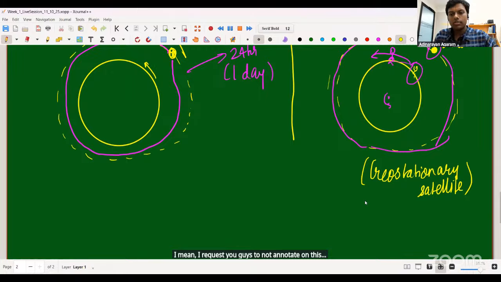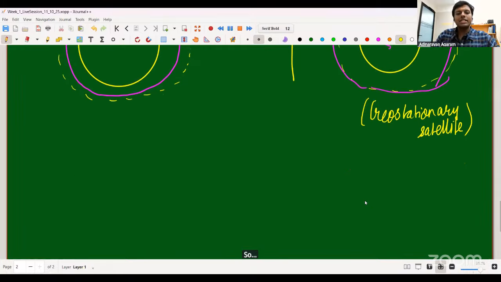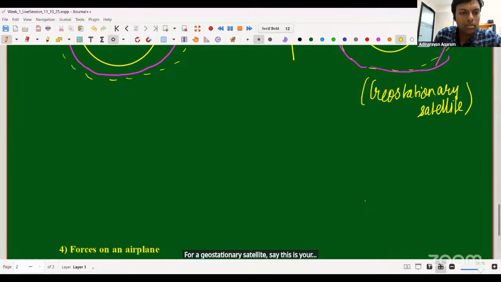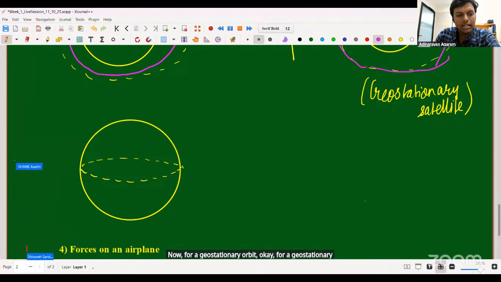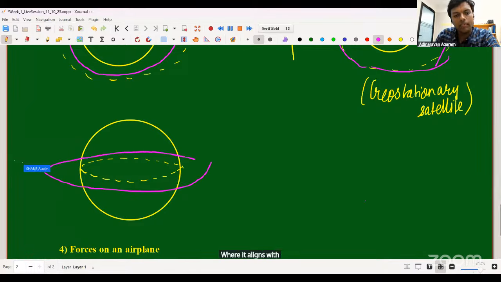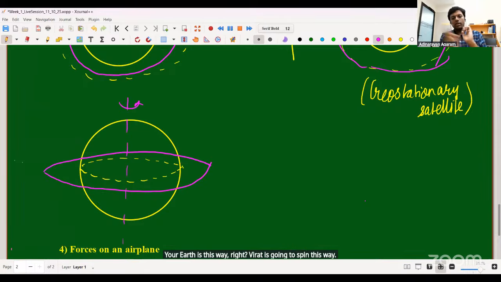So, for a geostationary satellite, say this is your Earth, and this is your equator, the equator of your Earth. Now, for a geostationary satellite, it is going to be part of an orbit which aligns with the equator. Your Earth is going to spin this way, your Earth is going to rotate this way.